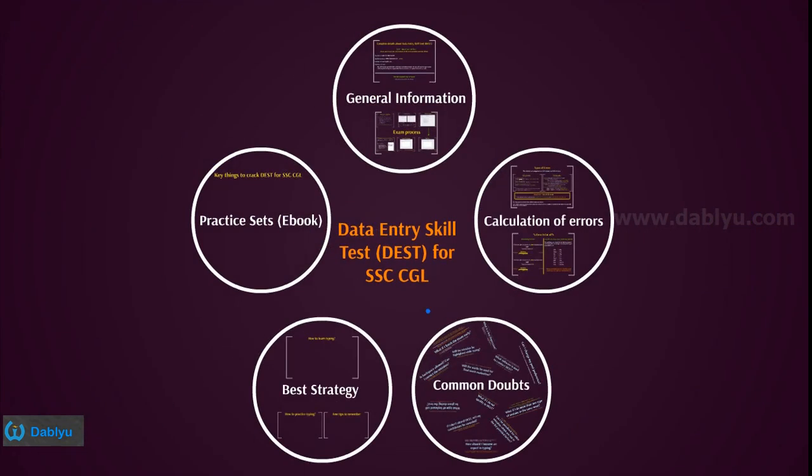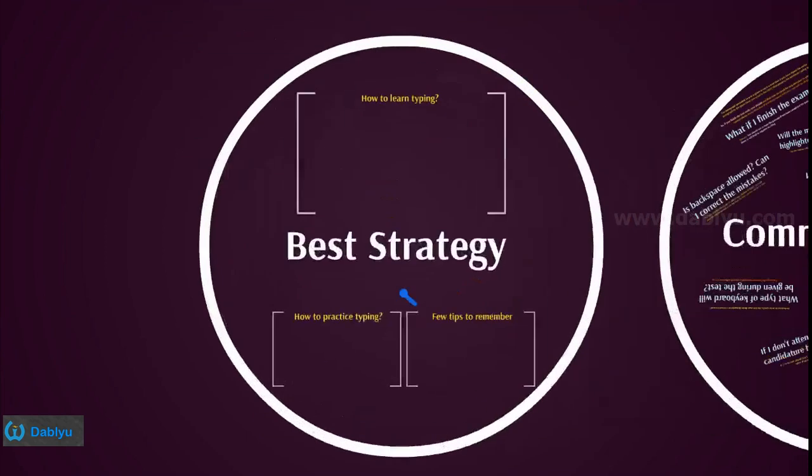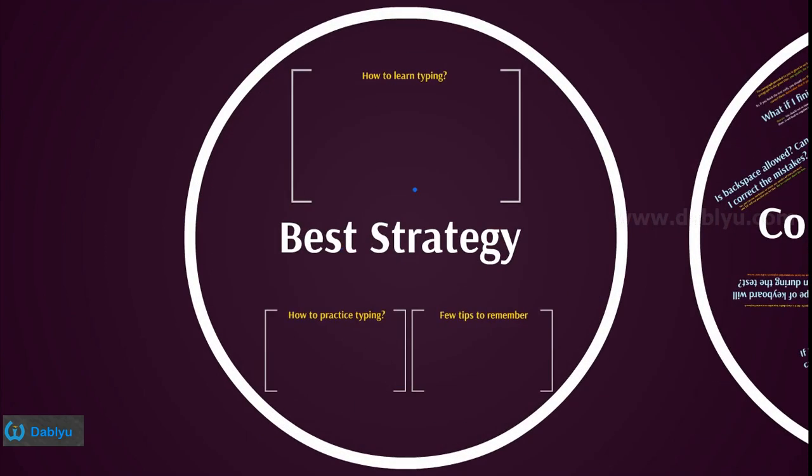So in the last lecture we have covered the most common doubts that most of the aspirants will have and we have answered them all. Now let's get into the best strategy part. First we'll look at how to learn typing.